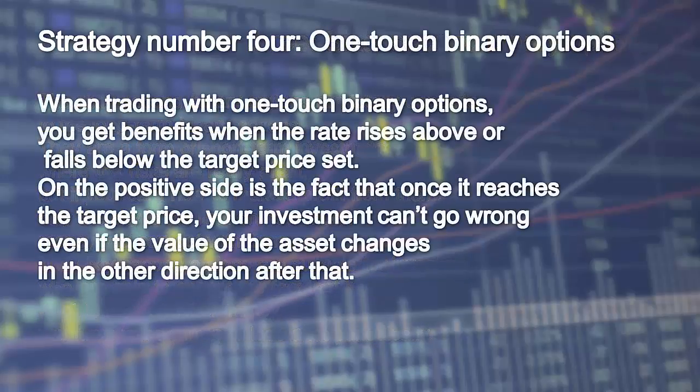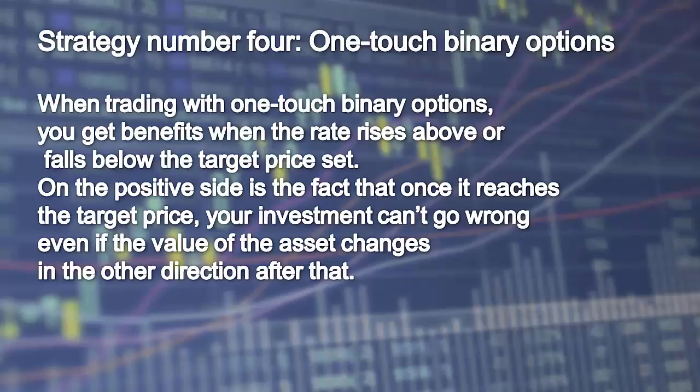Strategy number 4. One-touch binary options. When trading with one-touch binary options, you profit when the rate rises above or falls below the target price set. On the positive side, once it reaches the target price, your investment can't go wrong even if the value of the asset changes in the other direction after that.